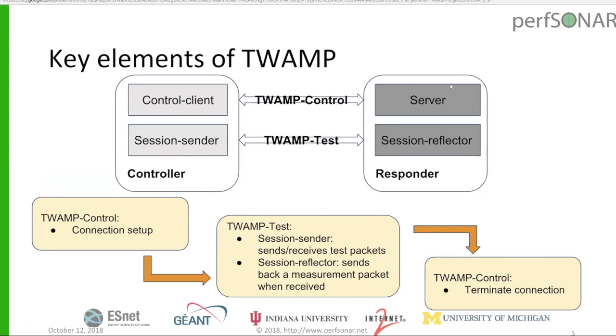When this process is set up, so the test is already negotiated, the test itself can start with the use of the TWAMP test protocol. So the session sender in the controller, on the sender side, initiates a test by generating UDP test traffic towards the known UDP port, which was exchanged before. The TWAMP test protocol is used for this exchange. So the test packets are sent towards the session reflector.